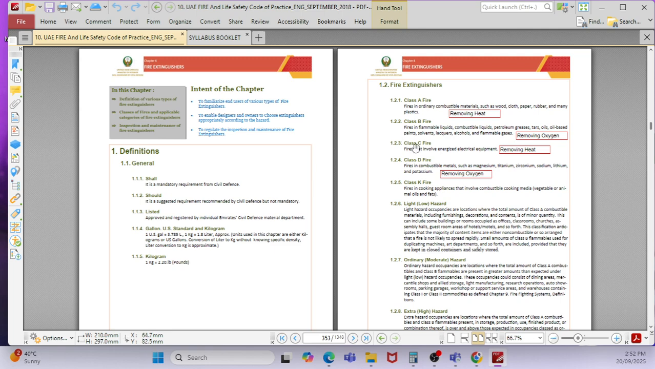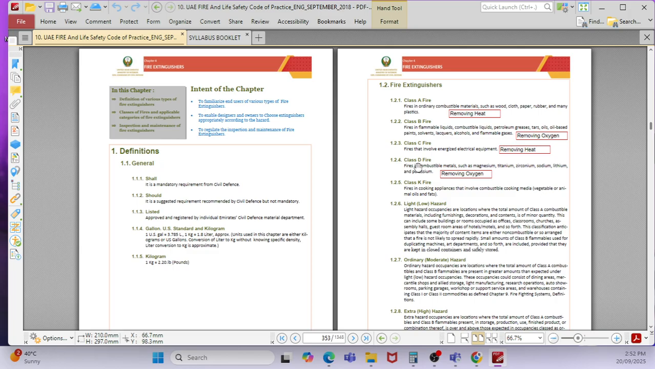Similarly, for the Class C fire we are removing heat, and for the Class D fire we are removing oxygen again. The Class K fire is nothing but kitchen oil, maybe the same principle of removing oxygen.